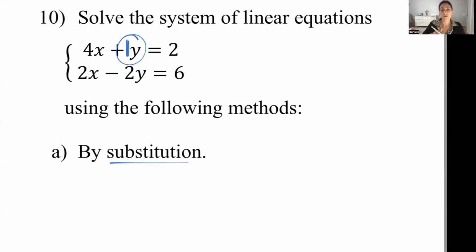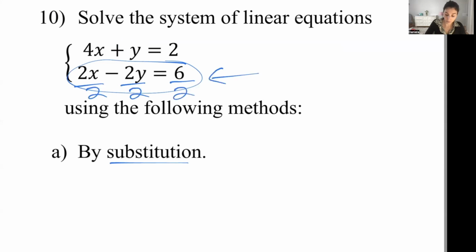So we want to solve for that. Another way, by the way, people might recognize, oh, if we look at this bottom equation, these are all actually divisible by 2. If you went that route and divided everything by 2, you end up with x minus y equals 3. And actually, this coefficient here is positive 1. So that might be something that you can solve as well.